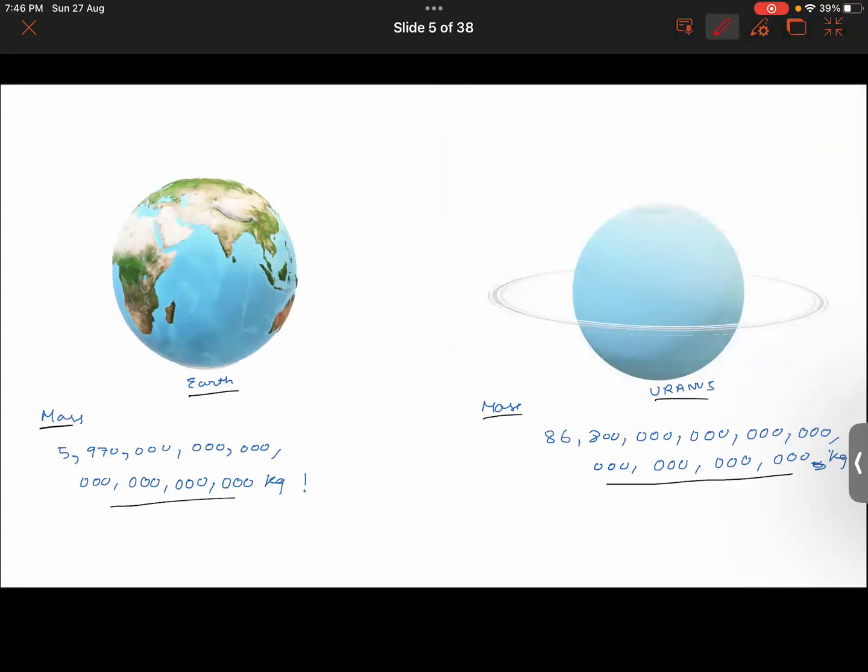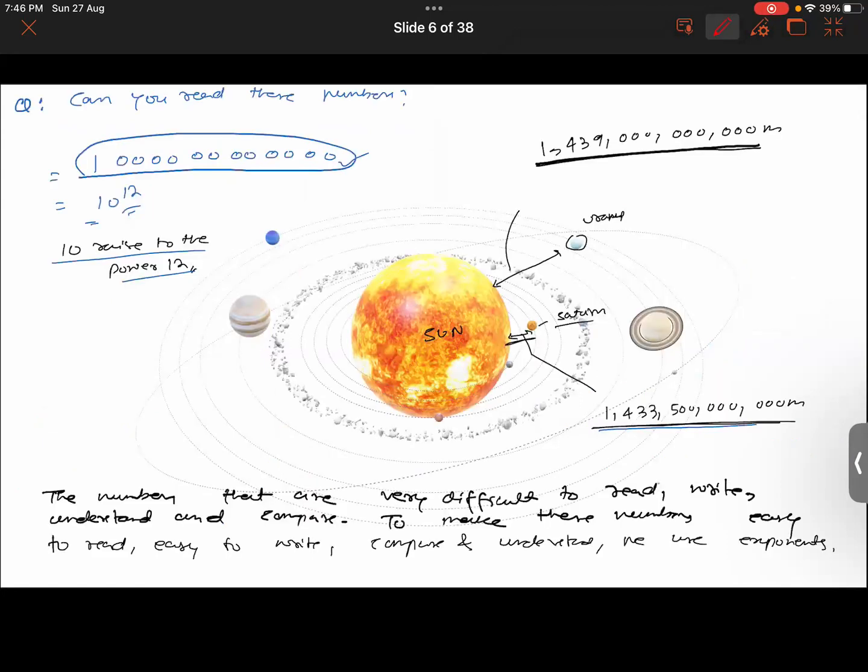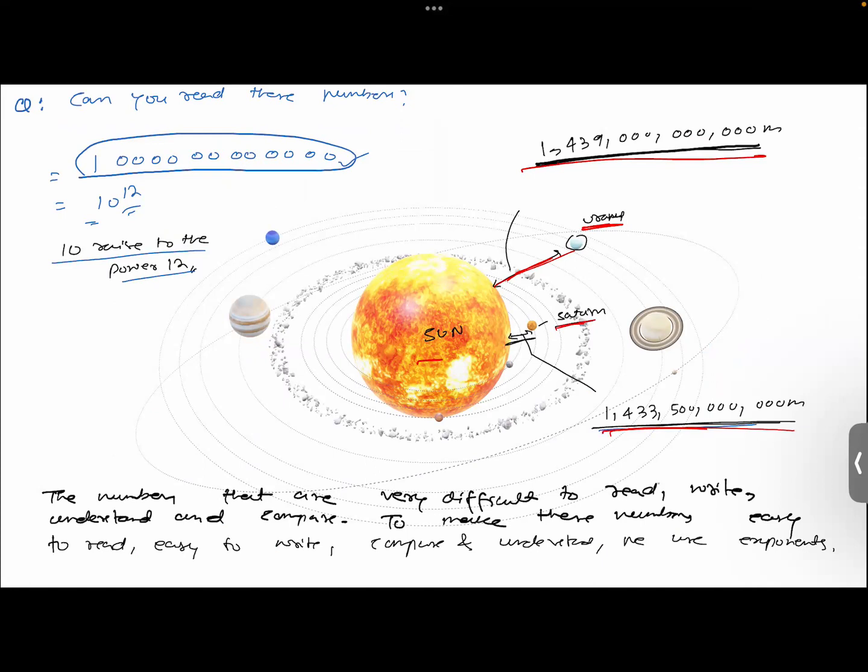The need to study exponents was because if you are having larger numbers, for example, the mass of Earth and Uranus have been given. Look at the numbers, how big they are. And look at these numbers here: the distance between Uranus and Sun, and the distance between Saturn and Sun. It will be a very difficult task to read, understand, write and compare them. So that's why we have exponents. You can simply write this number as 10 raised to the power 12. Hope so far it's clear.